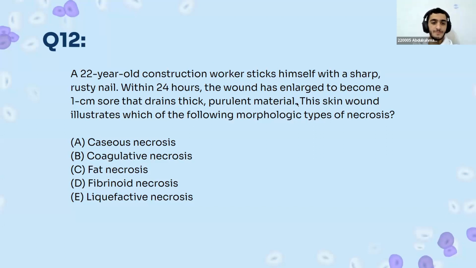Now, a 22-year-old construction worker sticks himself with a sharp rusty nail. Within 24 hours, the wound has enlarged to become a 1 centimeter sore draining thick purulent material. This skin wound illustrates which of the following morphological types of necrosis? Okay, this is a simple question.